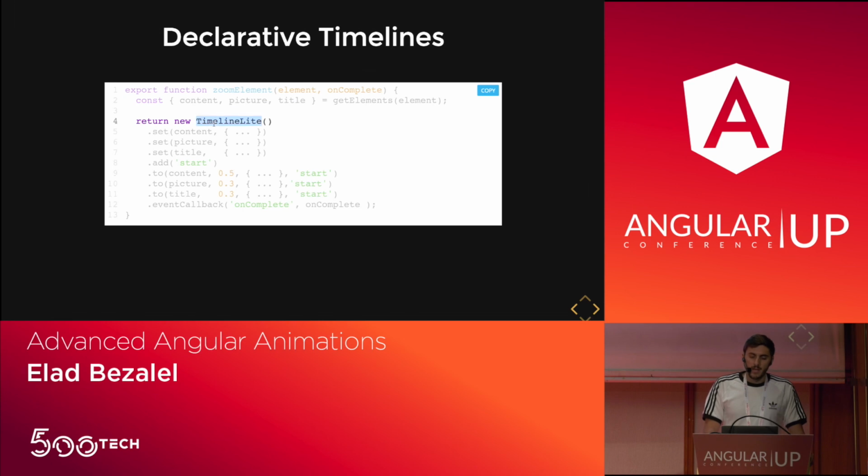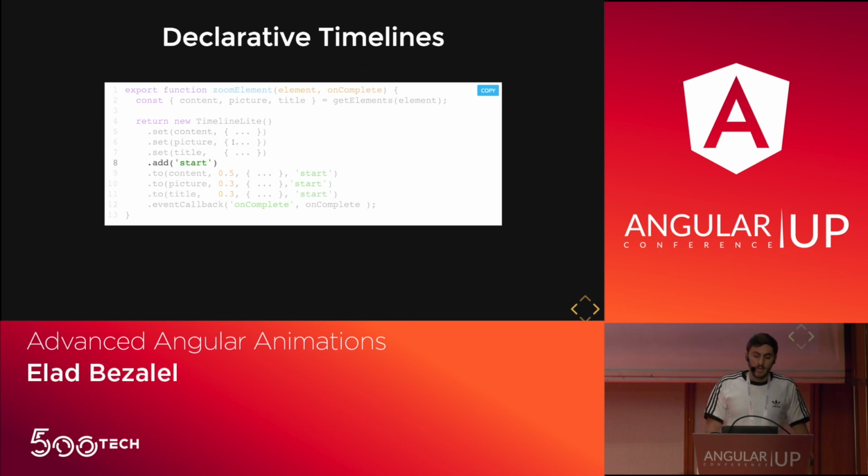I'm using TimelineLite, which comes directly from GreenSock. They are built for how you can do complex animations along a timeline. This is their concept. You have a timeline of animations. And Lite is because it's a light version of it. So first of all, I can set some stylings that I want to set for these elements. Let's say I want the picture to be smaller or something like that.